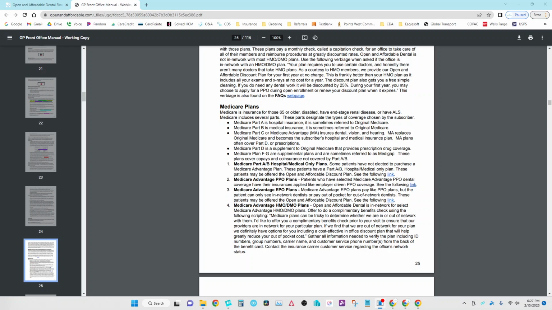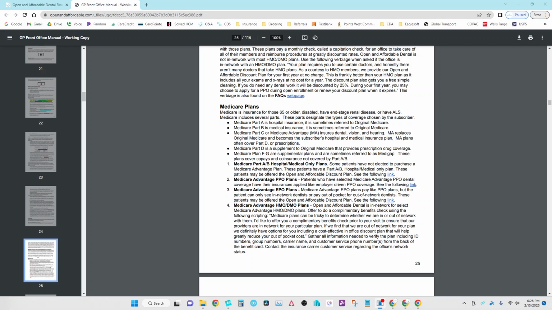So, Medicare Part A is hospital insurance, and it's sometimes referred to as part of the original Medicare, along with Medicare Part B. Medicare Part B is medical insurance, and again, it's part of the original Medicare. Medicare Part C is sometimes called Medicare Advantage, and this insures dental, vision, and hearing. So, with Medicare Advantage, the subscriber will purchase Medicare Advantage and it will replace their standard Medicare Part A and Part B, but it will also give them dental, vision, and hearing.